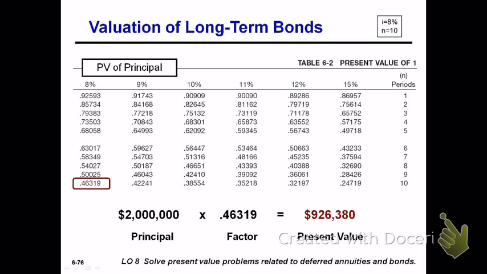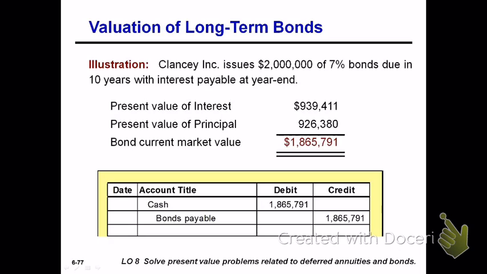Now we have to figure out the value of the principal. So we have one payment of principal at the end of the 10 years, and that is at 8% interest. So the value of the $2 million of principal that will be paid out is $926,380. So the total value of the bond on the date of issue is the combined value of these, so $1,865,791. So this bond sold at a discount because the stated rate of interest was less than the market rate of interest.